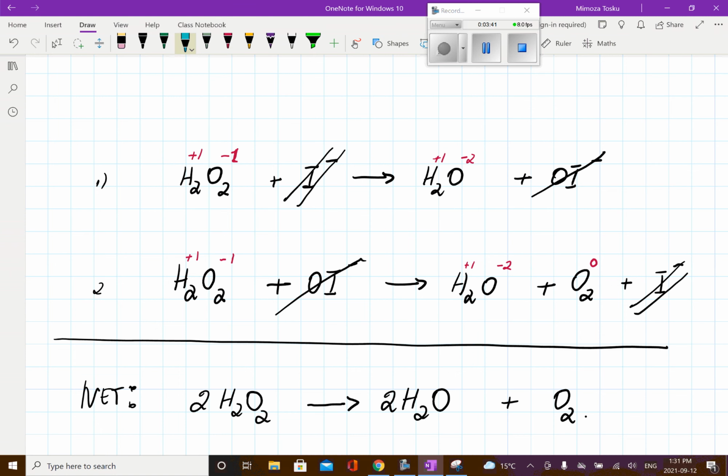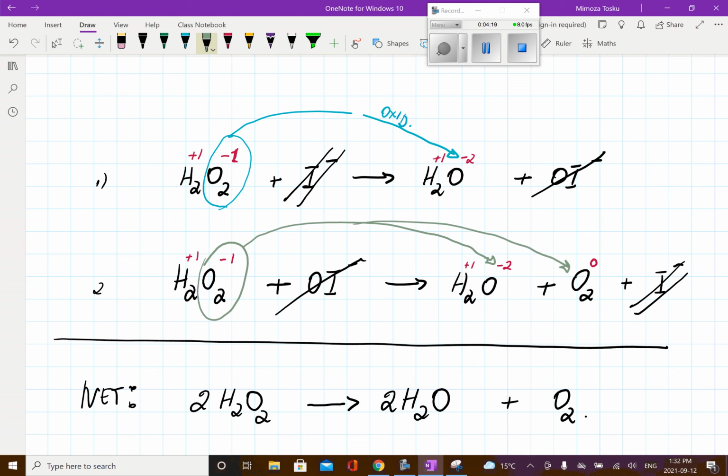What we notice here is that oxygen going from an oxidation number of -1 to -2 is going further negative, which in other words means it is gaining electrons, so it is reduced. And the other oxygen in the peroxide is going from -1 to 0, as it becomes oxygen gas, which is oxidation.